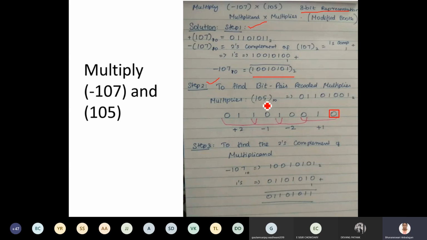In the second step, what am I going to do? I am going to find the bit pair recoded multiplier. So what is my multiplier going to be?